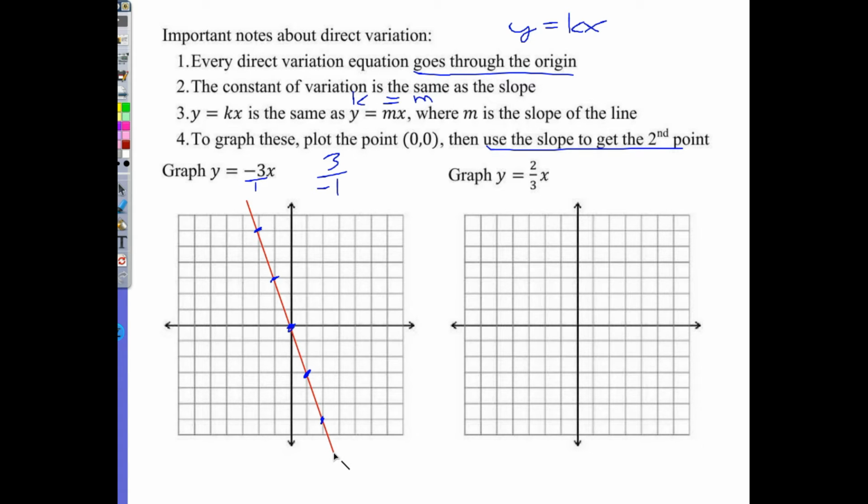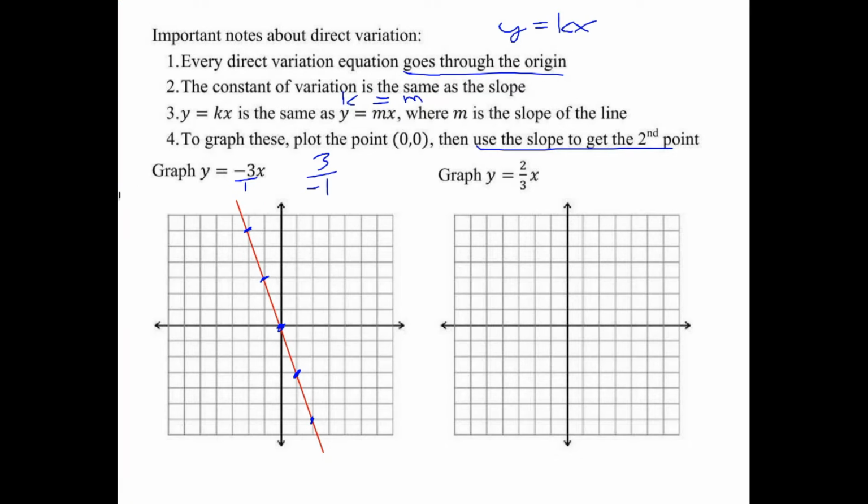But it needs to be all the way through the grid. And you need to draw arrows on the ends. Those are the rules. Because the line actually extends forever in both directions. So we represent that by showing the line drawn all the way through the grid that we have. And then we put arrows on the ends. So a straight edge, and then arrows on the ends.